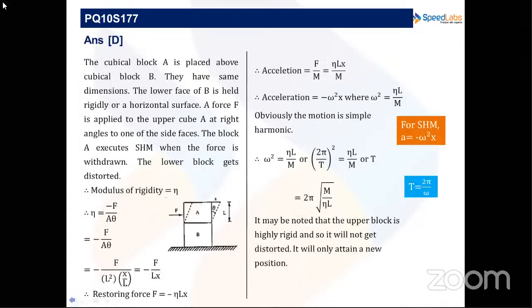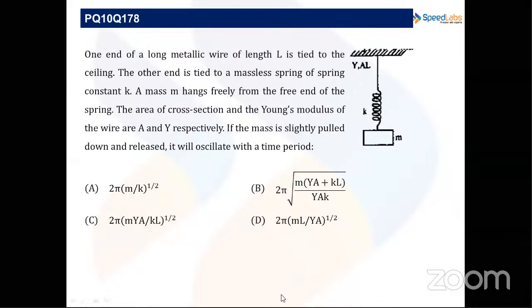Next question: one end of a long metallic wire of length L is tied to a ceiling. The other end is tied to a massless spring of spring constant K. A mass M hangs freely from the free end of the spring. The area of cross section and the Young modulus of the wire are A and Y respectively. If the mass is slightly pulled down and released, it will oscillate with a time period. So we have to again find the time period.